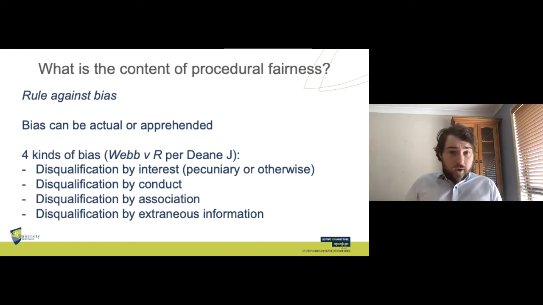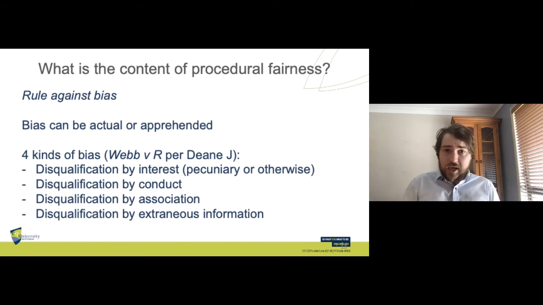Disqualification by conduct. So the way that a person behaves leads you to suspect that they're biased. For example, not giving the other person a chance to be heard or present their case might indicate that the decision maker is actually biased.